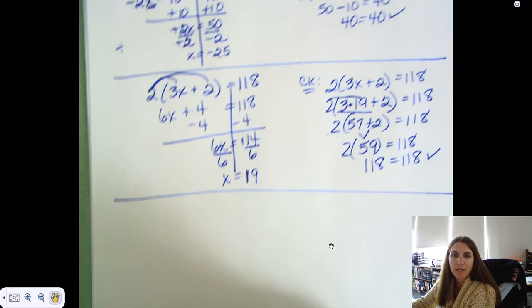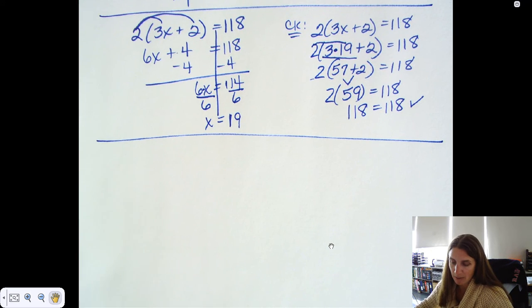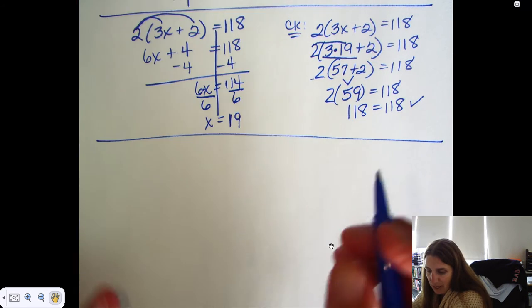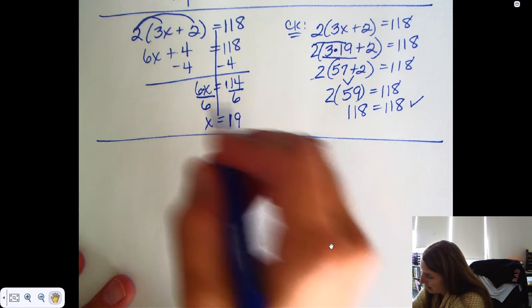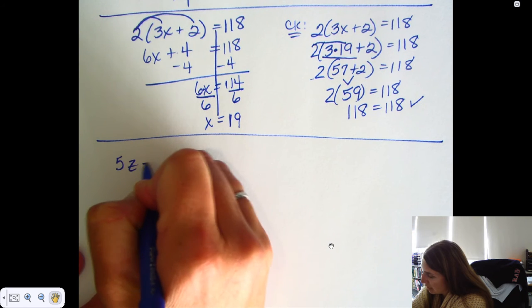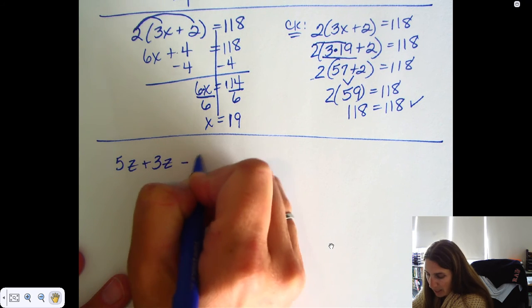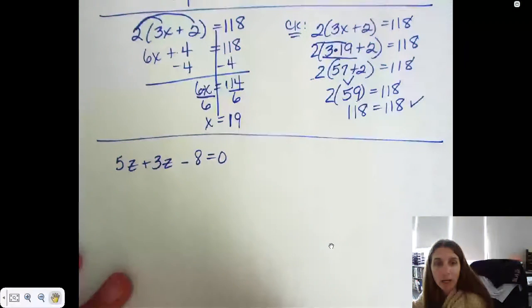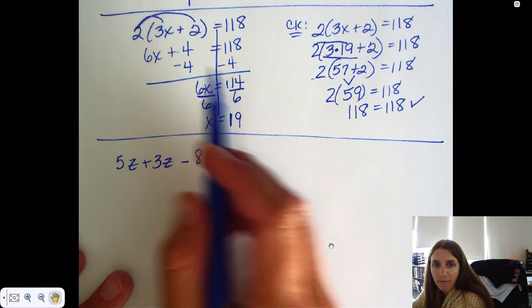Okay, let's bring it up a notch. Hopefully you got that one right, but we're going to step it up a notch. So what happens if I have something like this? 5z plus 3z minus 8 equals 0. Okay, so this time I don't have those parentheses.